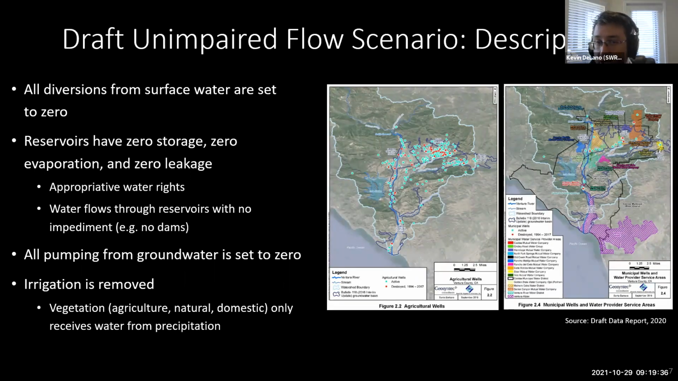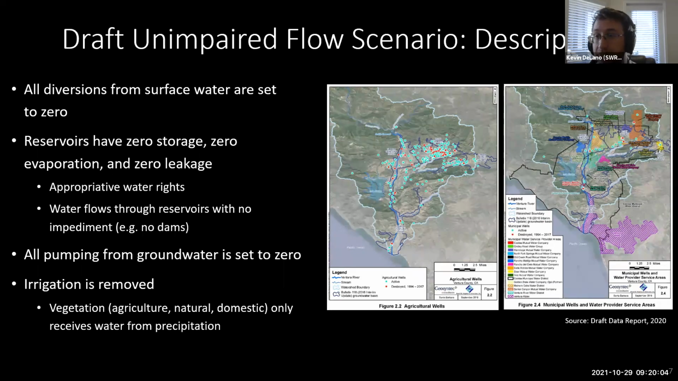And then we make these other changes, and then we run the scenario to see how surface water levels and groundwater levels change if there's no human water use in the watershed, if there's no storage in reservoirs, things like that. So we wouldn't be finding alternative sources of water for, for example, those that receive water from Lake Casitas, because there's just no human use of water in this scenario.